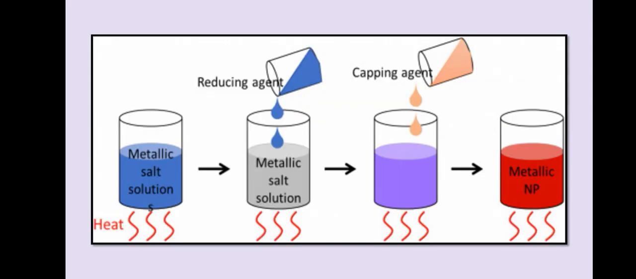It is the diagram showing the chemical reduction method. First, a metallic salt solution is taken in a beaker, and it is heated, and then the reducing agent is added. Then again heated, and the capping agent or stabilizing agent is added. Then again heated, and metallic nanoparticles are prepared.